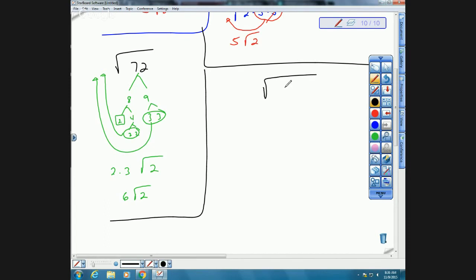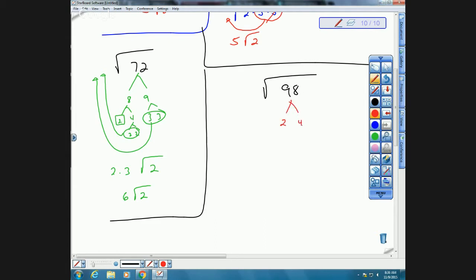Now the square root of 98. So here's one of my ones. Don't try to think of a big number that divides 98. What's something that divides 98? Just think of the smallest. I mean, just do 2 or 3 or 4 or 5. Just do a small number.